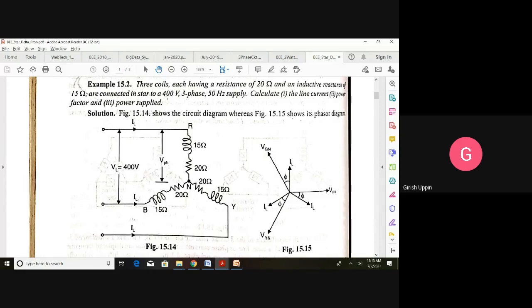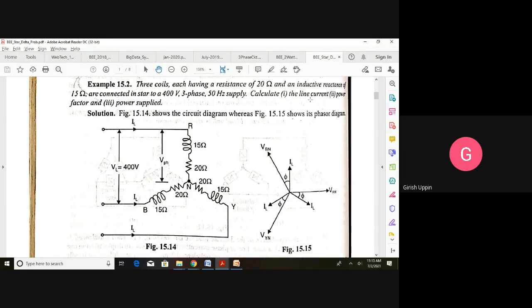One thing you have to remember, whenever we give the source voltage, it is always the line voltage, unless otherwise specified. In the previous example you saw, they specified it is a phase voltage. Unless otherwise specified, whenever we say voltage source is 400 volt, this is nothing but a line voltage. Please remember that this is a line voltage. VL is equal to 400 volt, three phase, and frequency F is equal to 50 hertz supply.